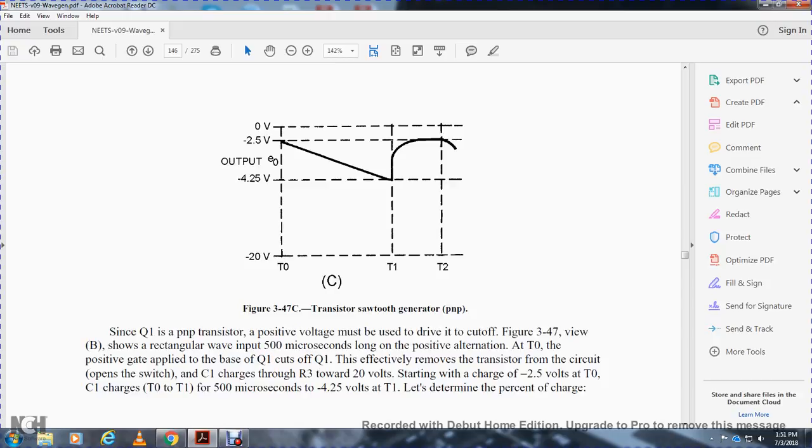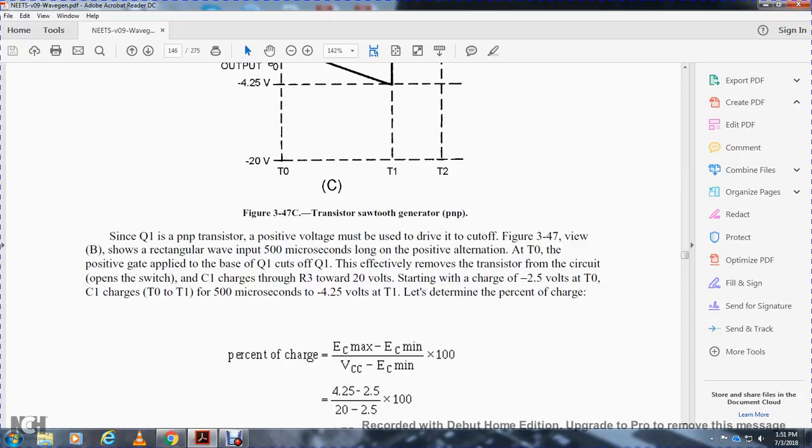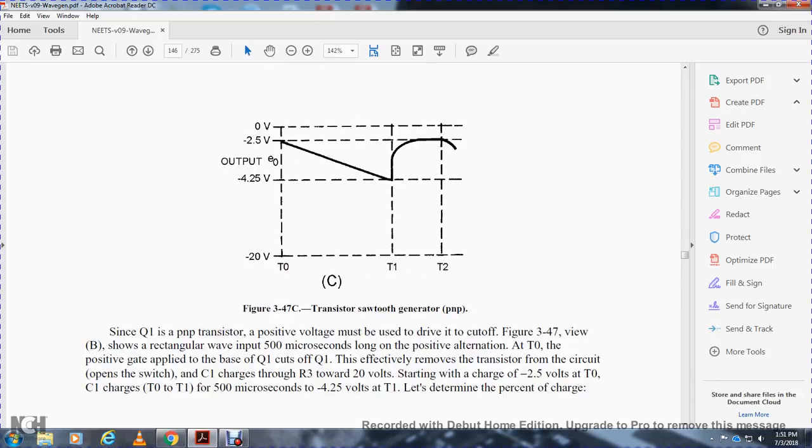Figure 347, transistor sawtooth generator, 2.25 volts output. Since transistor 1 is positive-negative-positive, a positive voltage may be used to drive it. The cutoff in figure 347B is driven by the rectangular wave of 500 microseconds along with the power of the alternation time interval. The gate voltage applied to the base of transistor 1 cuts it off, effectively removing the transistor from the circuit, like opening a switch.